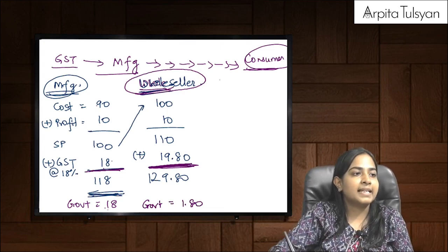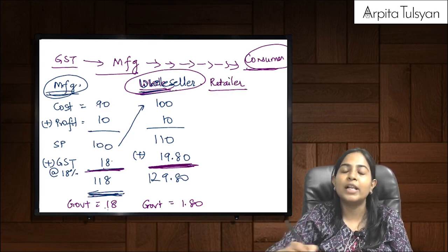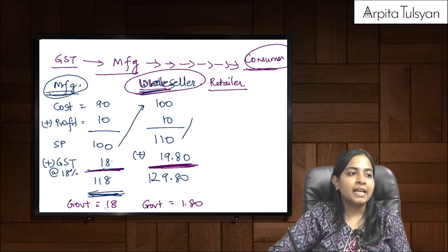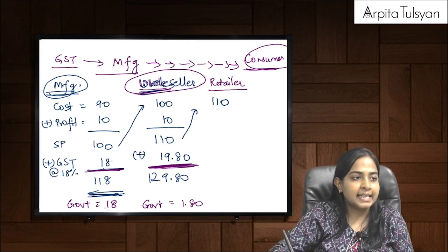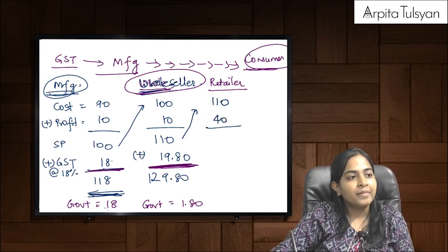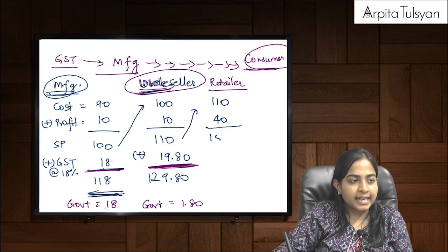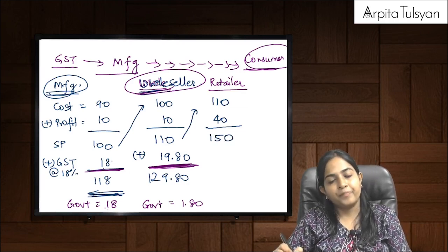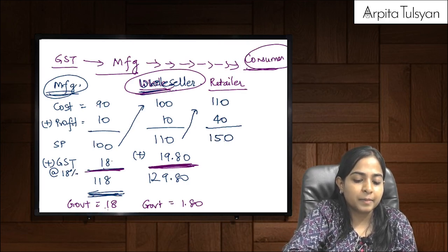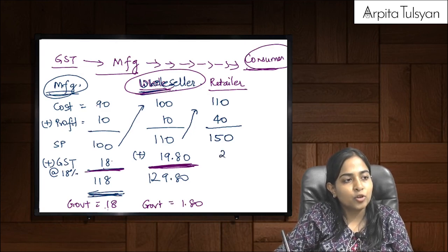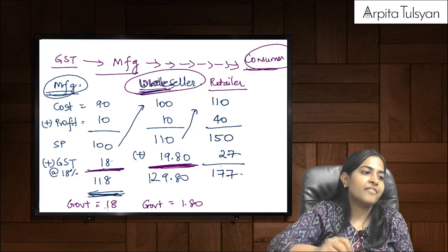Now let's say this goes in the hands of a retailer. Wholesaler is going to sell it to the retailer. Now can you tell me what will be the cost for the retailer? The same price, 110. Now let's say he adds 40 rupees of profit in it, and he has decided to sell it at 150. Now what is going to be the tax on this 150? 18% on this comes to 27. So can we say this becomes 177? 27 is payable to the government.